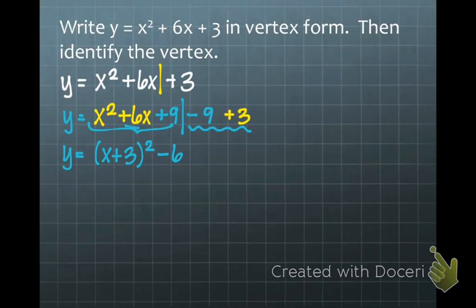And the nice thing about these is there's nothing to solve after that point. That's it. This is our equation. We're just trying to write it in a different form. And then the vertex for this one would be (-3, -6).